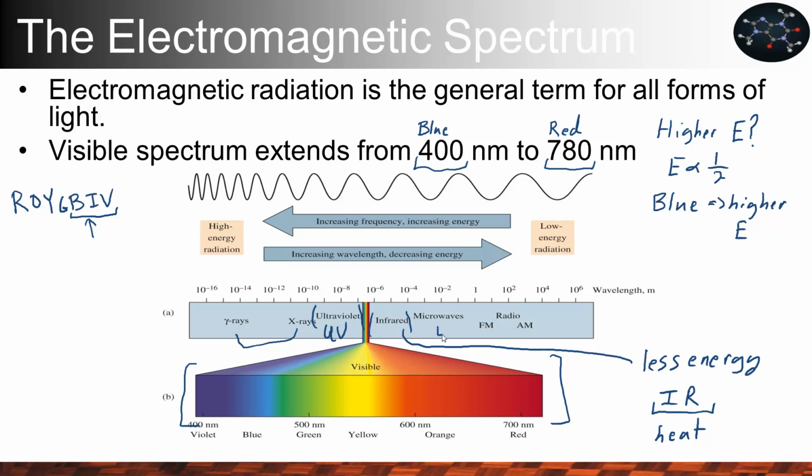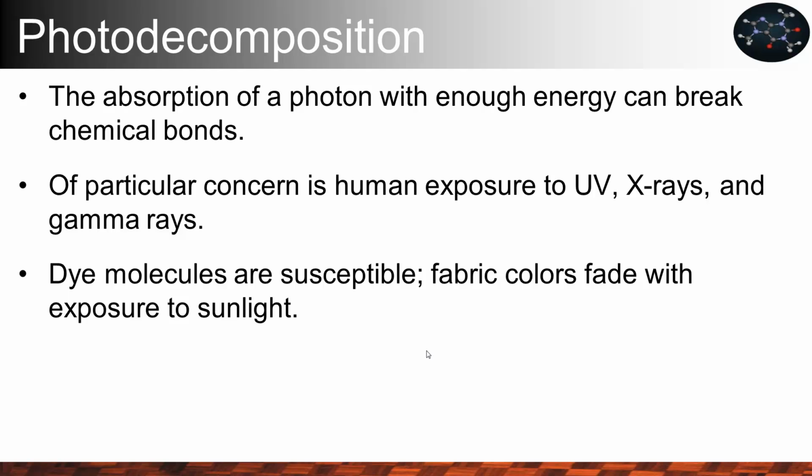We have things that are even lower energy than infrared, such as microwaves and the radiation that we use for radio transmittance. But what I really want you to know, the visible spectrum in the order of lowest to highest energy, plus I want you to know infrared is a little bit less energy than visible, and ultraviolet is a little bit more energy than visible. Okay.